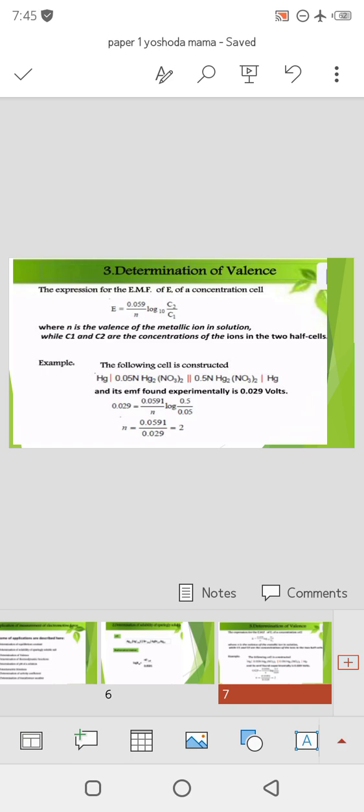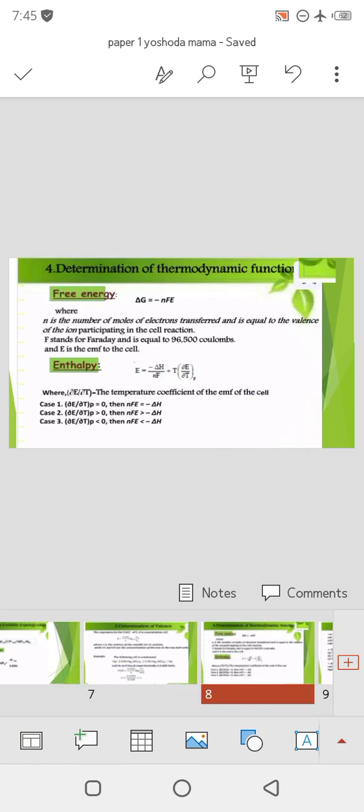Example: the following cell is constructed. Here is the reaction, and its EMF found experimentally is 0.029 volts. So next one is the determination of thermodynamic functions, free energy and enthalpy, which we see in this slide. The free energy delta G equals minus nEF, where n is the number of moles of electrons transferred and is equal to the valence of the ion participating in the cell reaction.